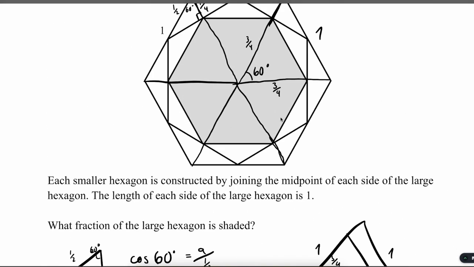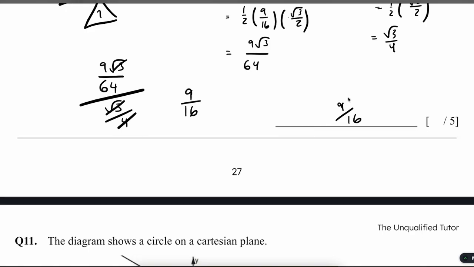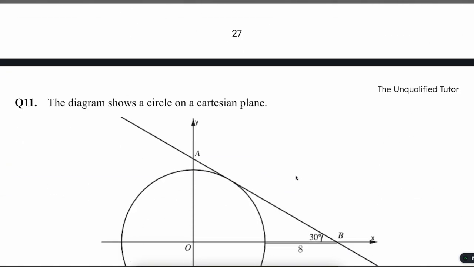Again, if you worked out the area of the entire hexagon and then put it over the area of the big hexagon and you got the right answer anyway, give yourself full marks, but that's the quickest way to do it.